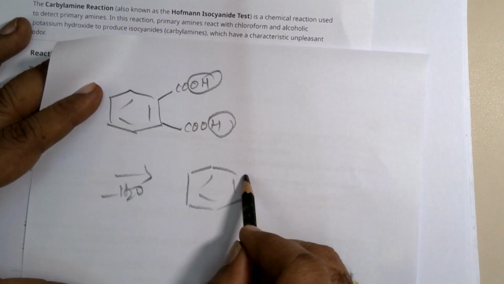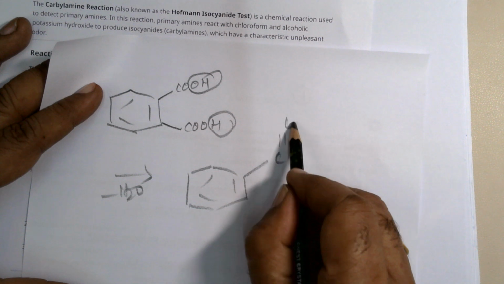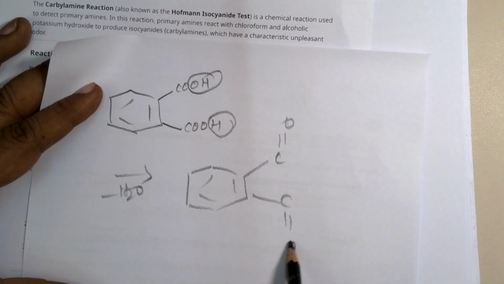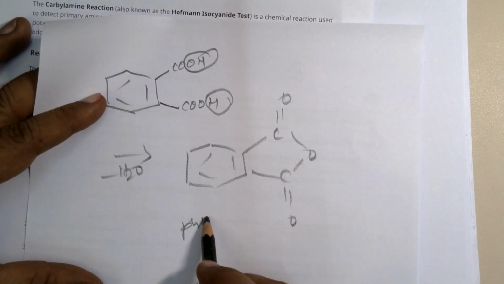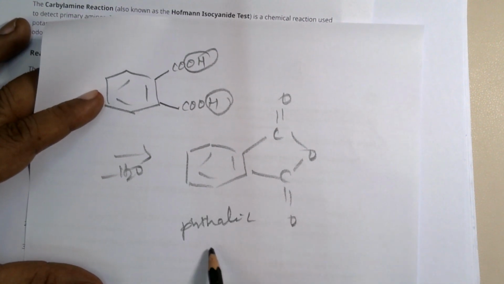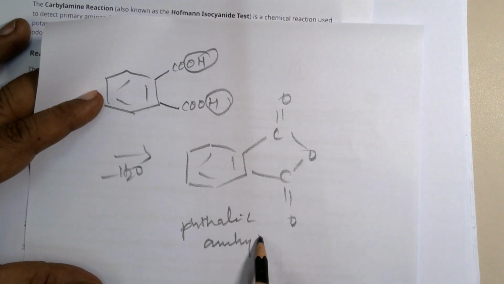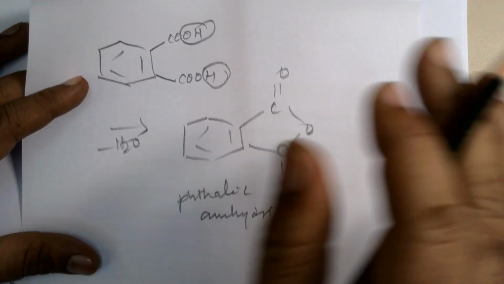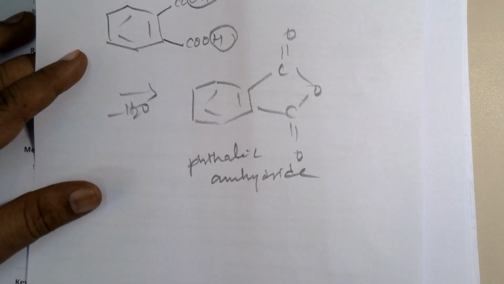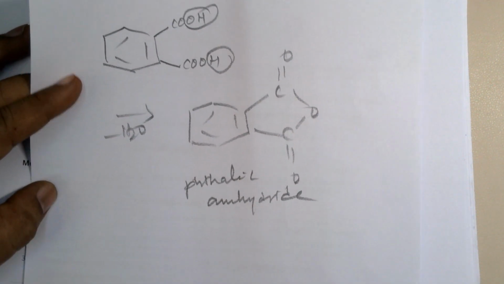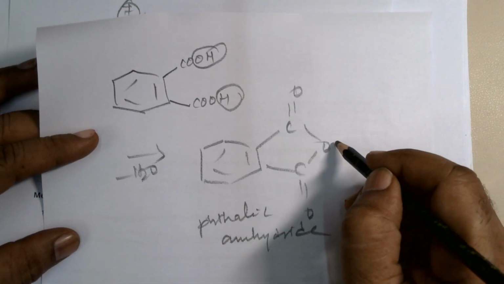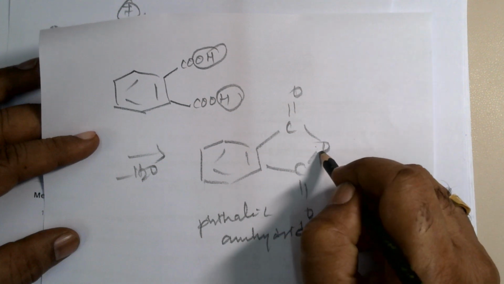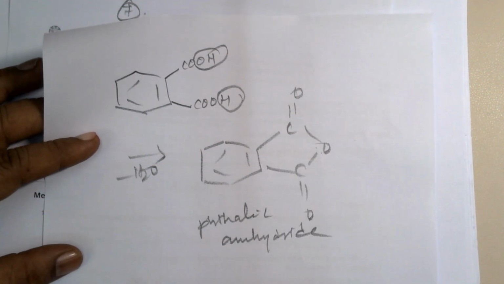Phthalic anhydride. Are you able to follow? So CO, this is CO, and here you are built. So what is this? Phthalic anhydride, with removal of water. Okay, note down. This phthalic anhydride, when it is combined with NH3, you are able to get phthalimide.